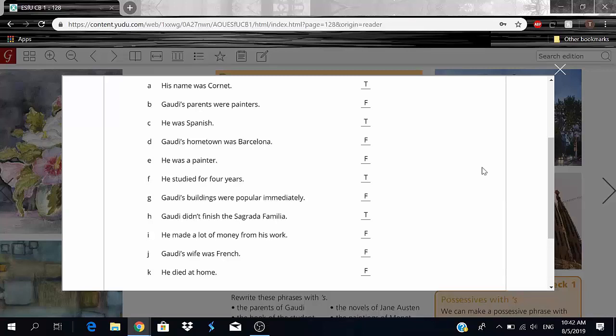He didn't finish it. Gaudi designed a lot of beautiful buildings in Barcelona, but he didn't make much money. He was poor all his life. He did not marry. Gaudi lived alone in his church for the last years of his life. A tram hit him in a Barcelona street in 1926. He died 3 days later.